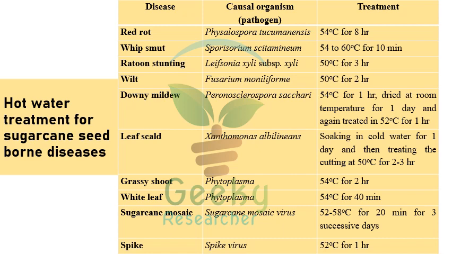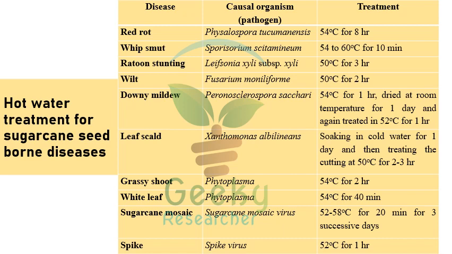Ratoon stunting is caused by Leifsonia xyli subspecies xyli. Previously it was called Clavibacter xyli subspecies xyli. It is also very important. That can be controlled by 50 degrees centigrade for 3 hours.